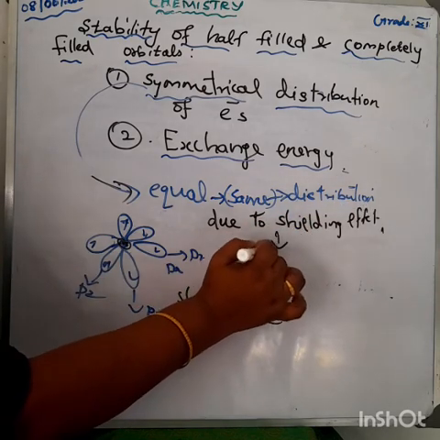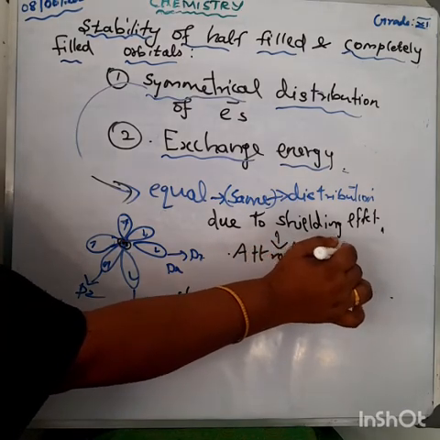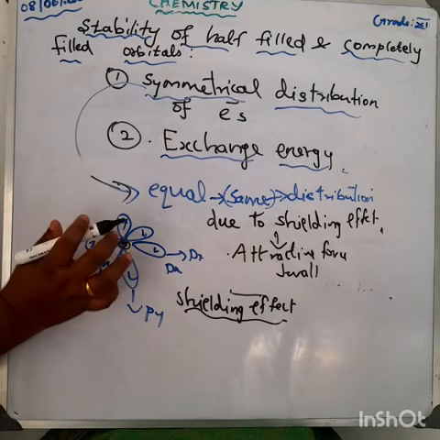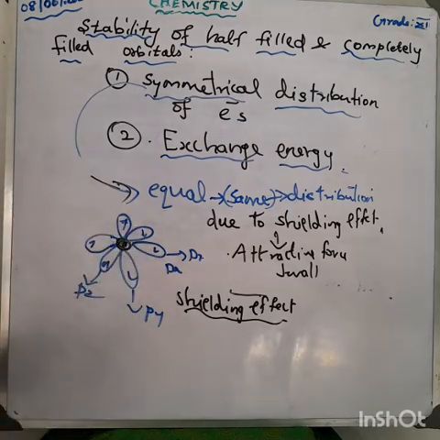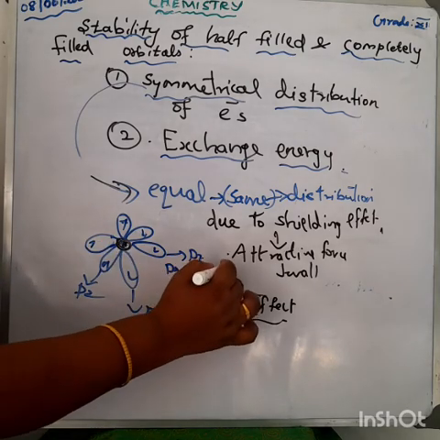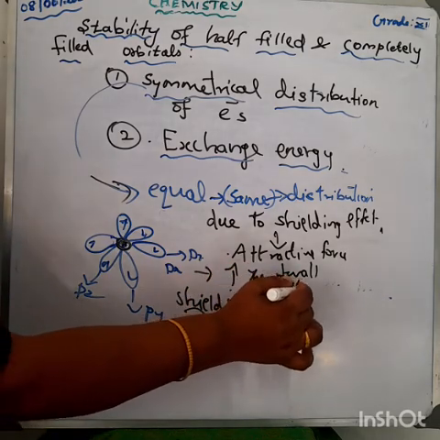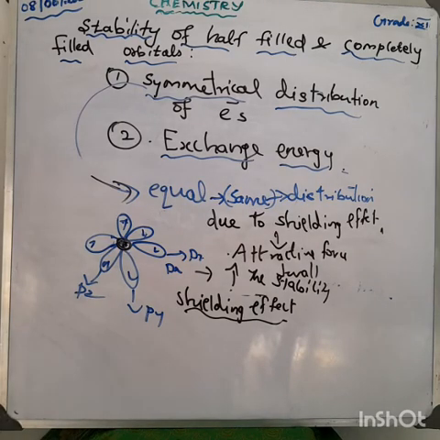But here the electrons are equally distributed in all orbitals, so the attractive force is very strong between the outermost electron and the nucleus. So the stability increases. These are about the symmetrical distribution of electrons. Understood? I hope all of you understood that.